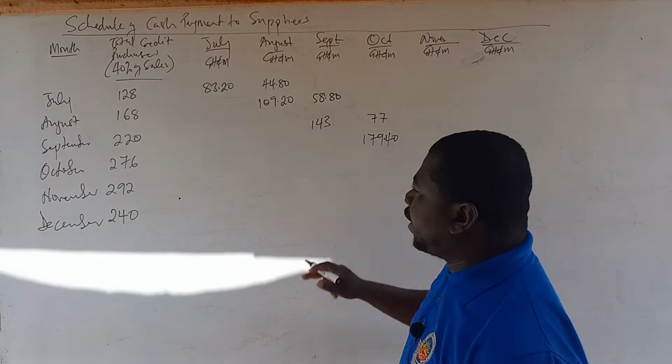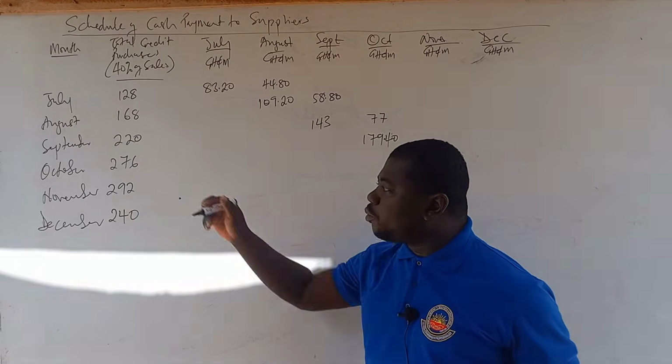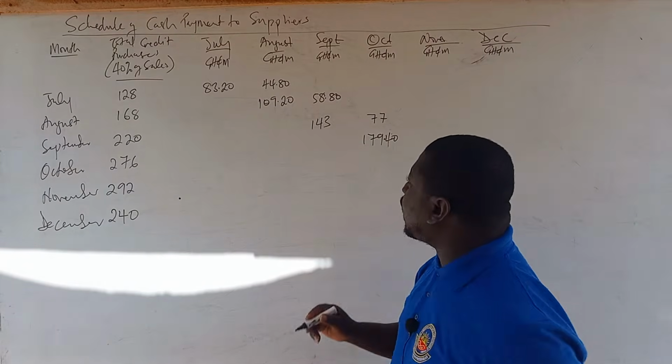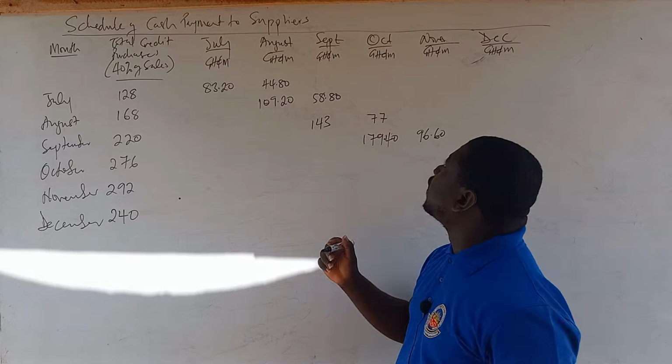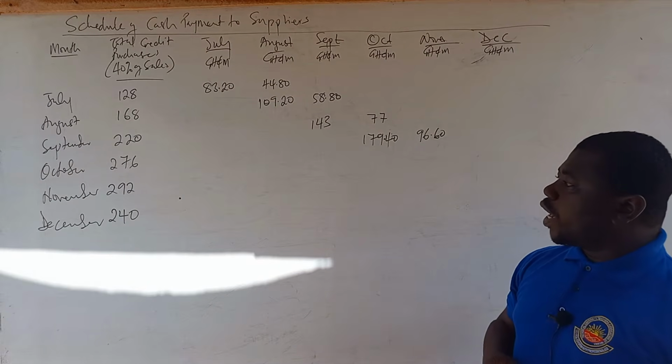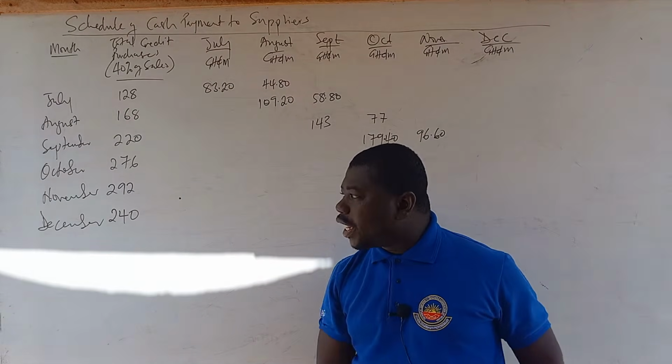And then we find 35% of the same 276. That is going to be 96.60. That comes under November. So we are done with October. And then we move finally to November.